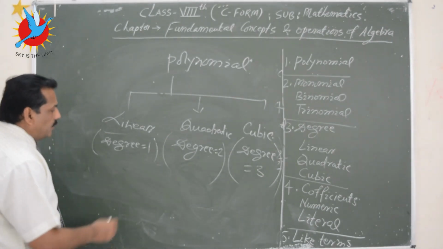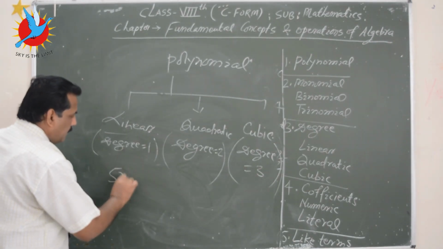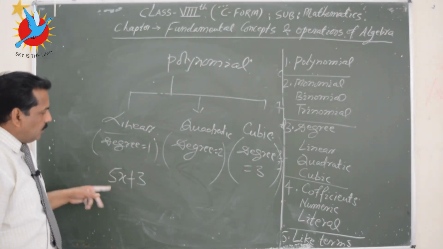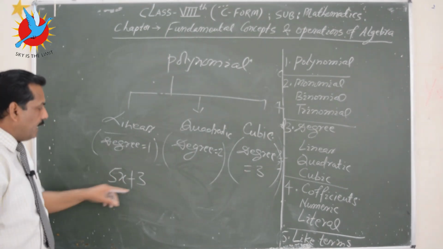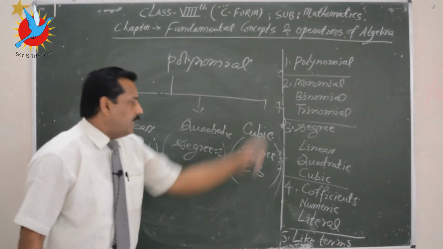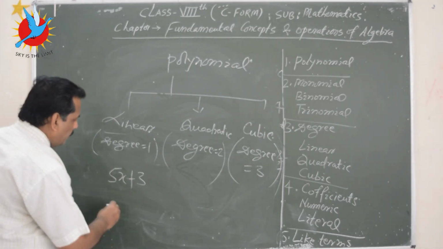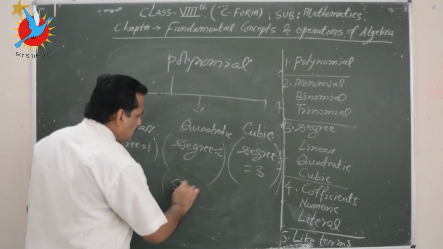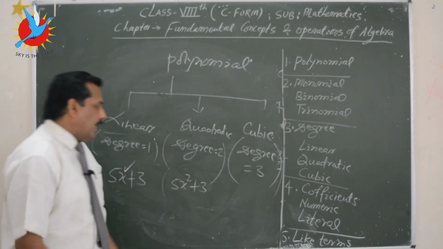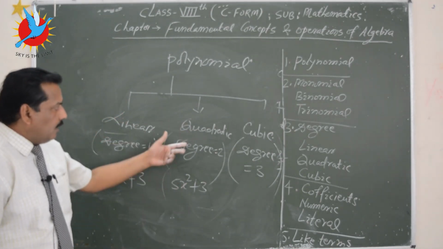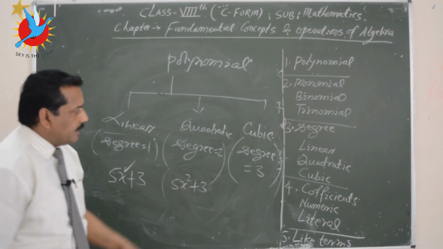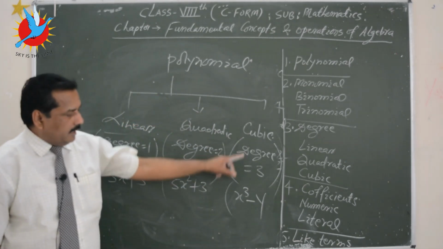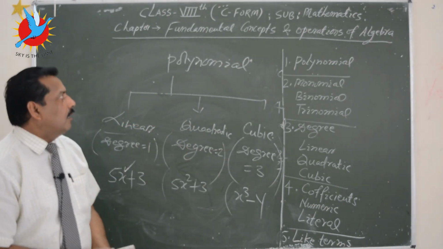Let us have examples also. This is 5x plus 3. So what about the degree of this polynomial? This is a polynomial in one variable, 2 terms, means binomial, and the power of x is 1. So here degree is 1. What about this 5x² plus 3? Here degree is 2 and it is quadratic. Similarly x³ minus y. What about this degree? This is 3 and this is a cubic polynomial.